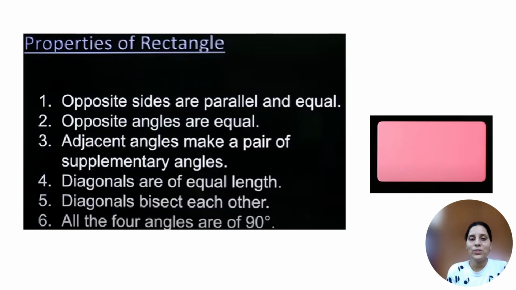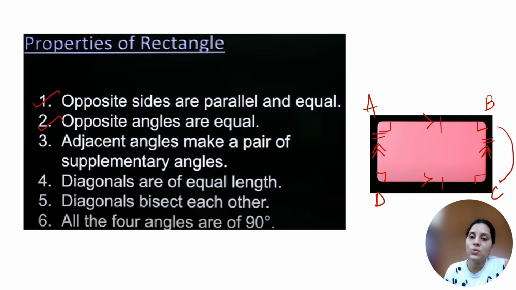Now let us see some properties of it. Opposite sides are parallel and equal. So these are all parallel and equal as well. Let us name the vertices A, B, C, D. Next, opposite angles are equal. In fact, all the angles are equal because all the angles are equal to 90 degrees. Adjacent angles make a pair of supplementary angles. So here you can see B plus C is 180, B plus A is 180, A plus D is 180, D plus C is 180. Ultimately, when the lines are parallel, adjacent angles will always be supplementary because of co-interior angles.